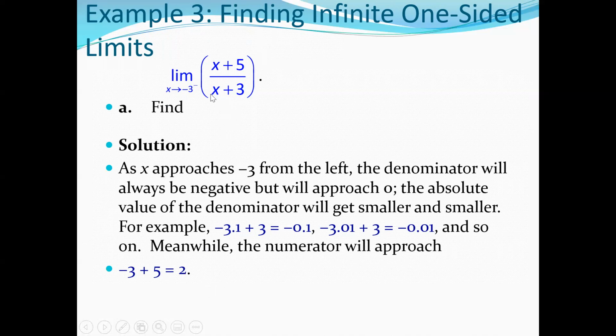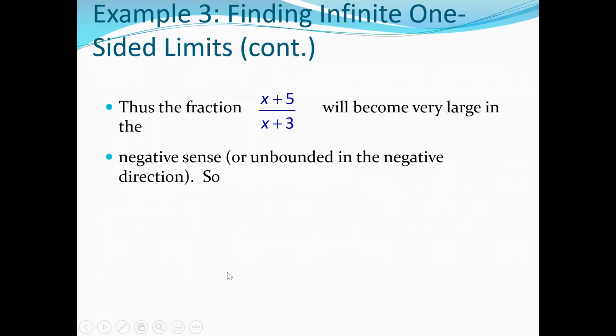Now, when we look here, if we substitute, we get negative 3 plus 3 at the bottom. And the top will be negative 3 plus 5, so that will give us 2. Now, 2 divided by 0 doesn't exist. So we say that the fraction s plus 5 over s plus 3 will become very large in the negative sense, or will be unbounded in the negative direction. So the limit here, the answer, will be negative infinity.